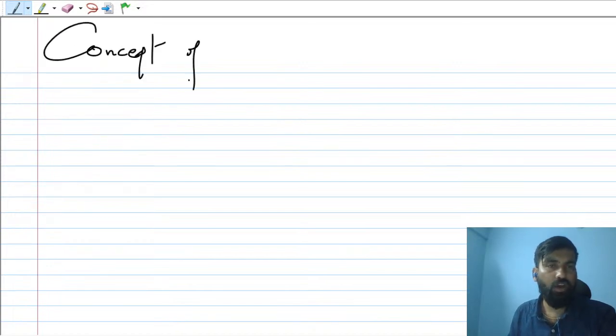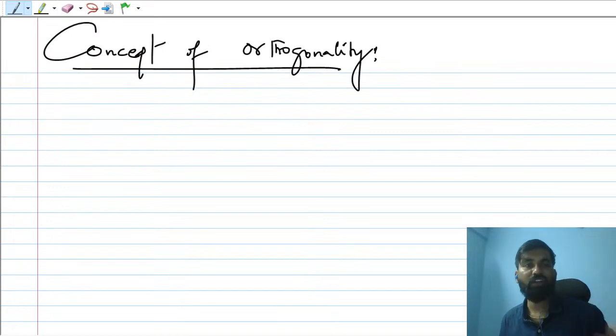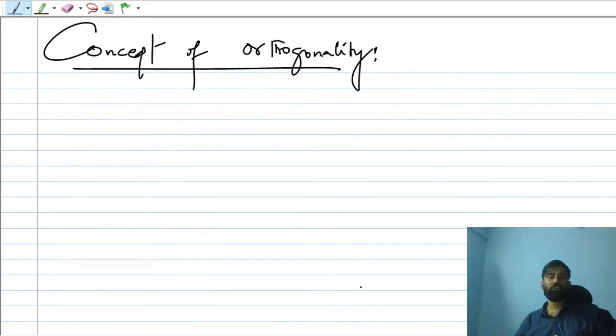Concept of orthogonality. Okay, so what is the meaning of orthogonal? Everybody knows that. Whenever you hear the word orthogonal, it means perpendicular. Orthogonal is nothing but perpendicular.